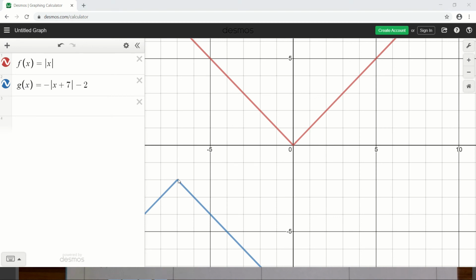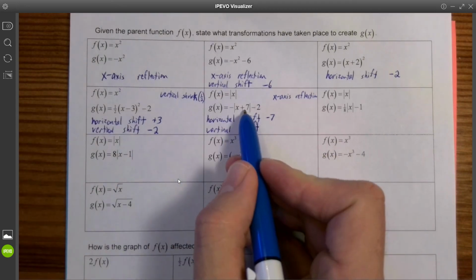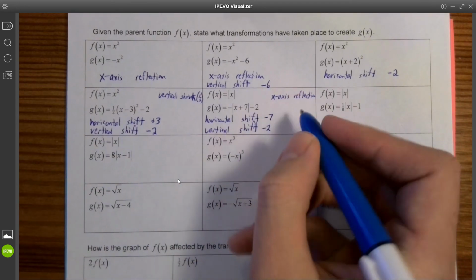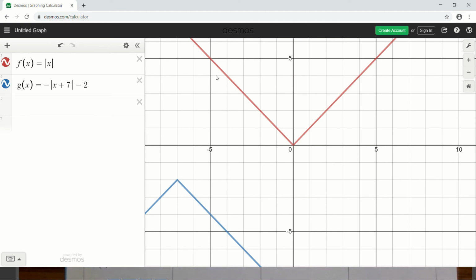Then we went 2 down. So indeed it was the opposite, and that one is, keep the sign, and it was upside down too. So what was pointing downward is now pointing upward. So it was an x-axis reflection. Technically we did that first and then started sliding things around if we're going to go in some sort of order.